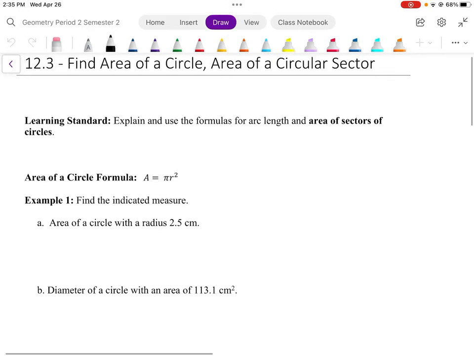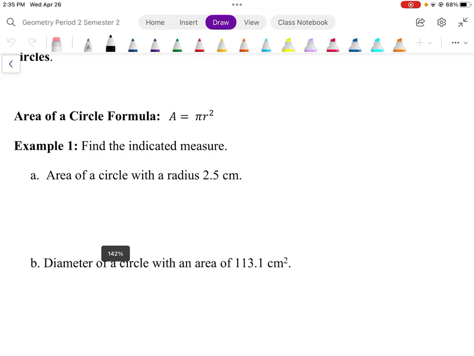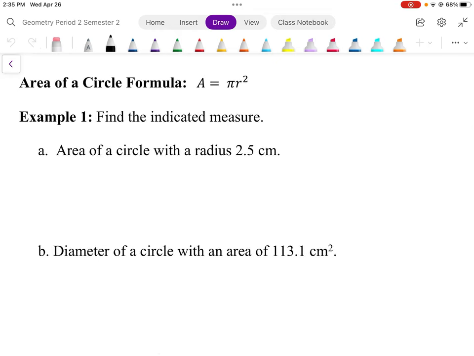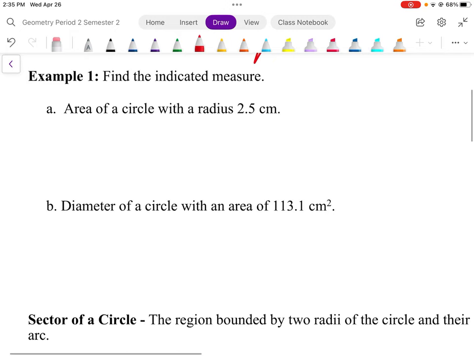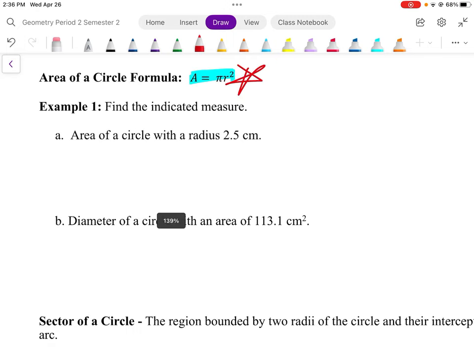All right, 12.3 is going to find the area of the circle and the area of a sector. So the formula for the area of the circle is pi r squared, and you need to make sure you have that memorized. So for the first example, find the indicated measure. We want the area of a circle with a radius of 2.5.